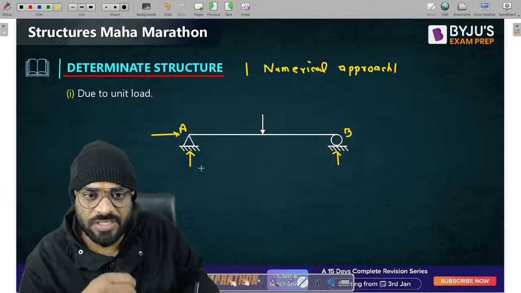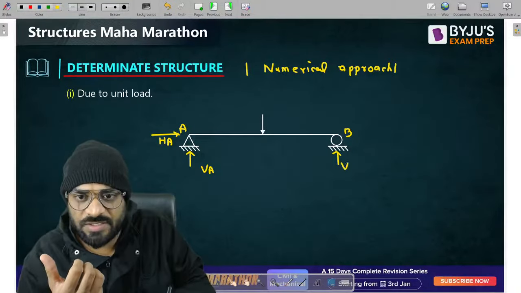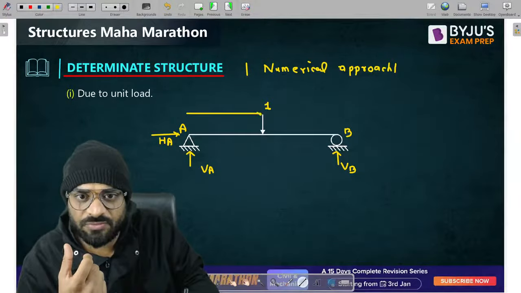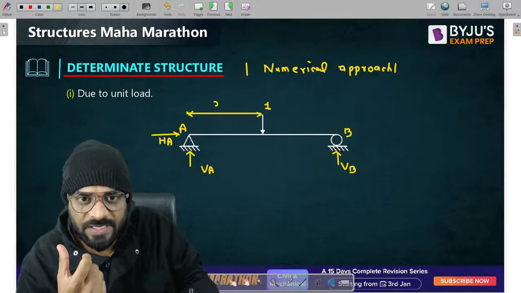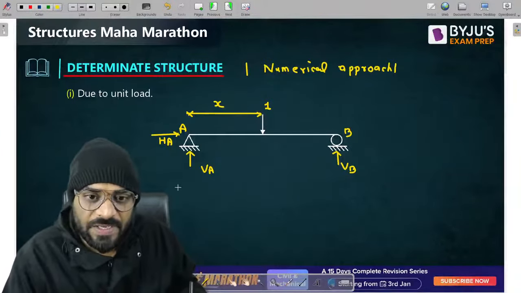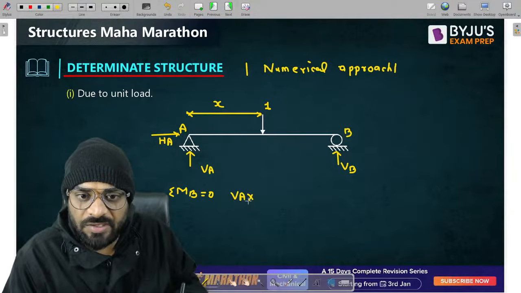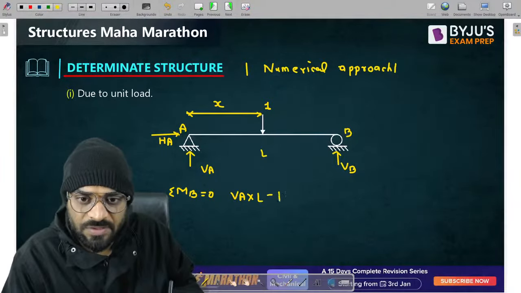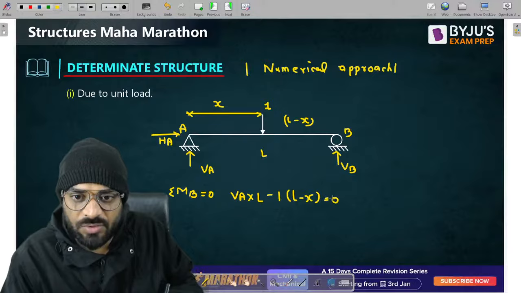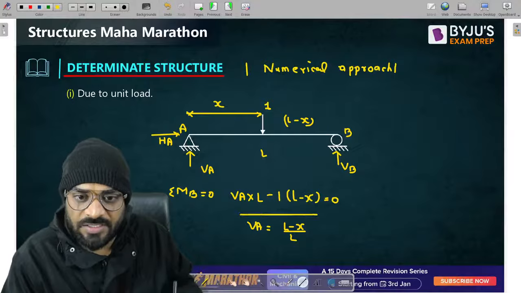So guys, let's draw the ILD for VA. We will understand some of the cases so that you can understand the approach. This is our unit load. We have to consider the unit load distance from a point, let us consider this is X. We need to find the variation of VA. First, we write summation of moment at B equal to 0. So VA into L, let us suppose span is L, minus 1 into L minus X is equal to 0. So the value of VA is (L minus X) divided by L.